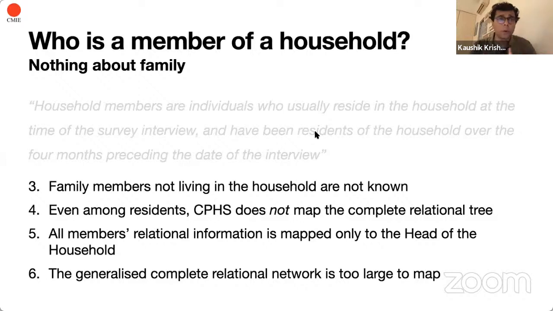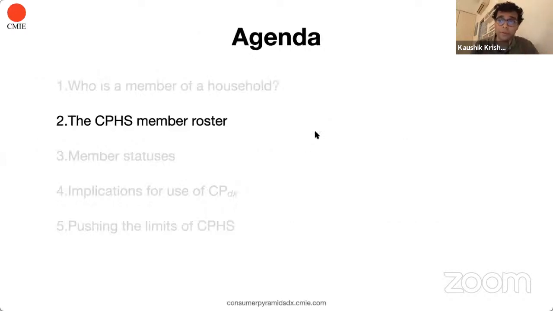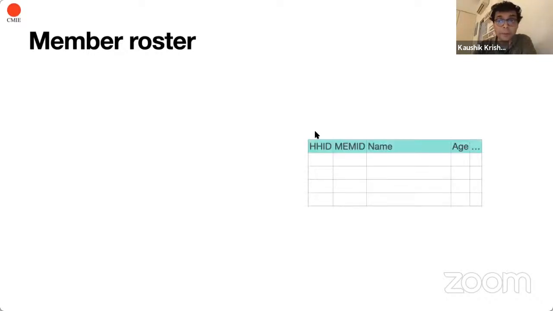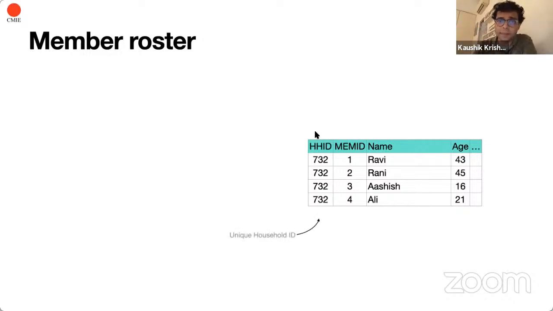Now that you know a little bit about who qualifies as a member of the household, it makes sense for us to tell you now about the CPHS member roster. Okay, so what is this thing called the member roster? The member roster is just a table, and it looks something like this. There's a household ID, there's a member ID, there's a name for every person, there's age, and then there's all kinds of other things.